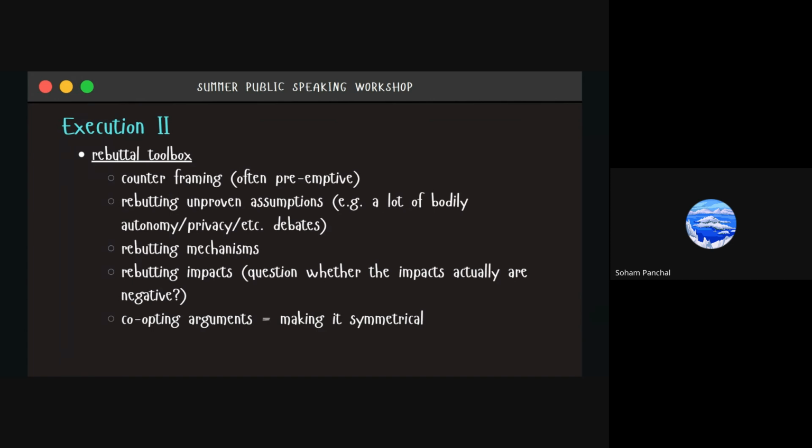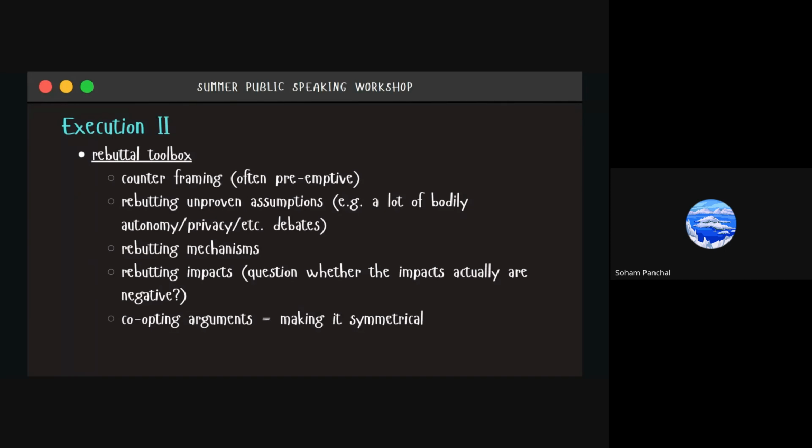Now the fourth thing is rebutting the impacts. In the case of impacts, you question whether the impacts provided by the opposition are really important. Let's assume they have given a very good case and a very good solution, but the solution's impacts are not very significant to the debate, not very important to the motion which has been provided.